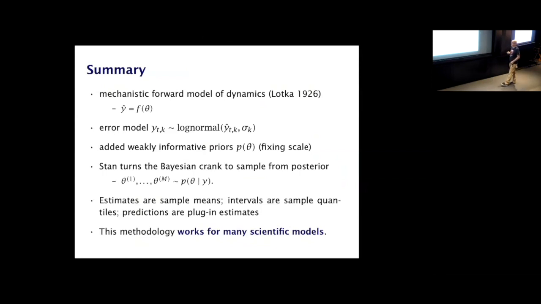But let me just summarize before jumping into general questions. We start out with a mechanistic forward model of the dynamics. This is going to tell us what the predicted populations are given our parameters. Then we're going to put an error model on it, which says my observations are noisy. I'm measuring pelts collected by hunters, not the actual population. There's going to be errors in that. We're going to add some weakly informative priors that roughly fix the scale of the answer, and then we're just going to turn the crank with Bayes.